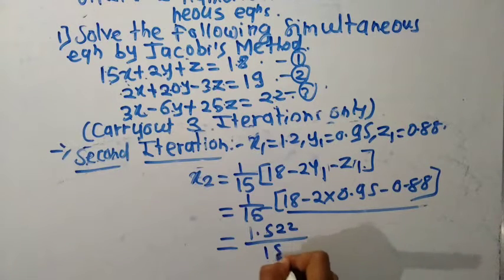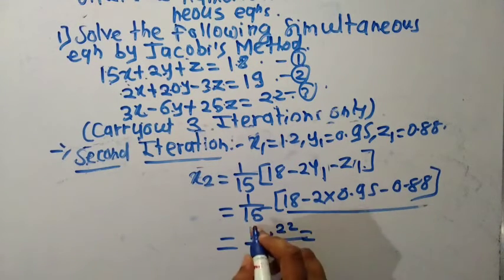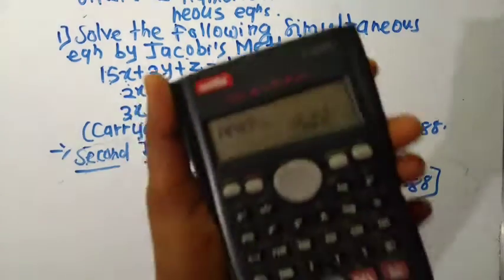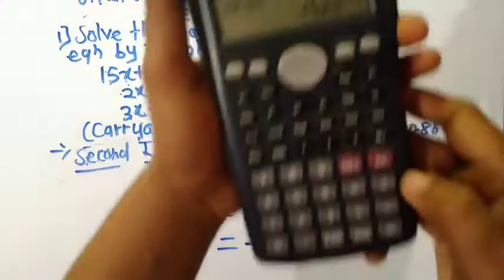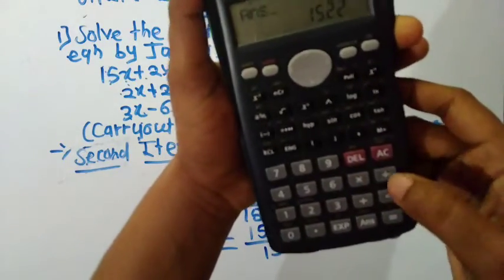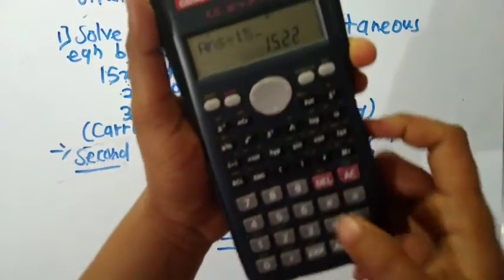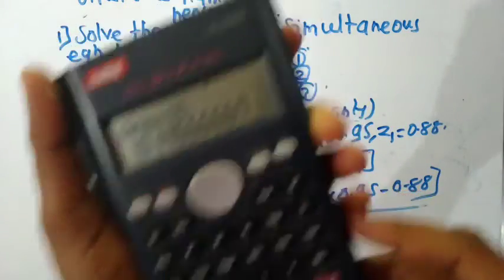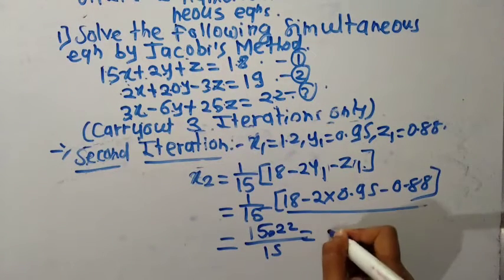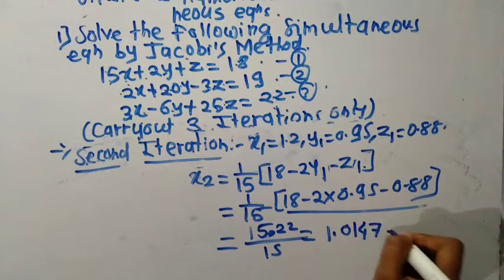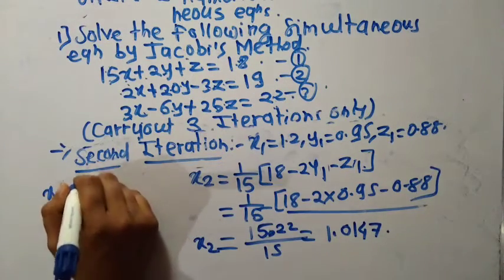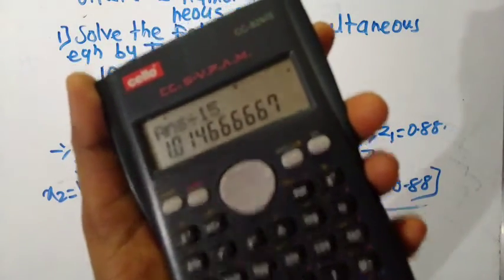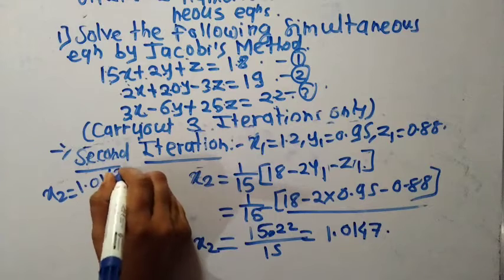15.522 divided by 15, which is equal to 1.0147. This is x2. So x2 is equal to 1.0147.